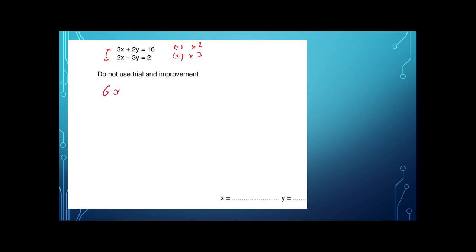So that gives us 6x plus 4y is equal to 32. I'm going to multiply the second equation by 3. So that gives us 6x minus 9y is equal to 6. Not the only way we could have done it, but I've chosen to do this. Now, these are both positive 6x, so I'm going to subtract. Okay, so 6x take away 6x is 0, and that's what I wanted.